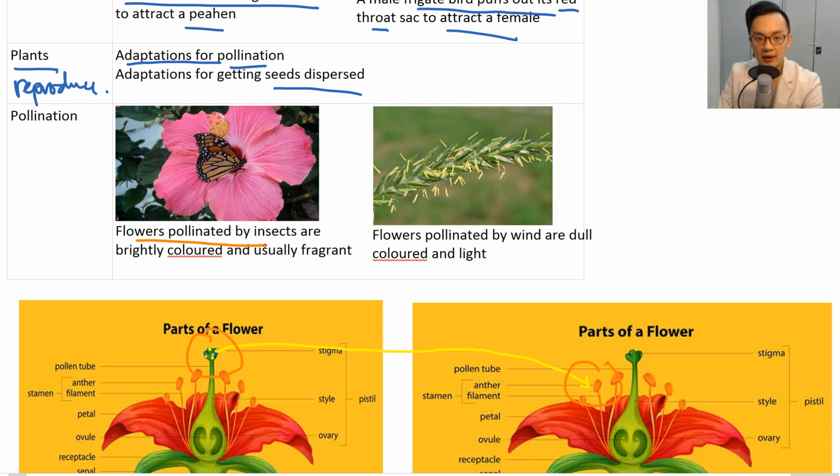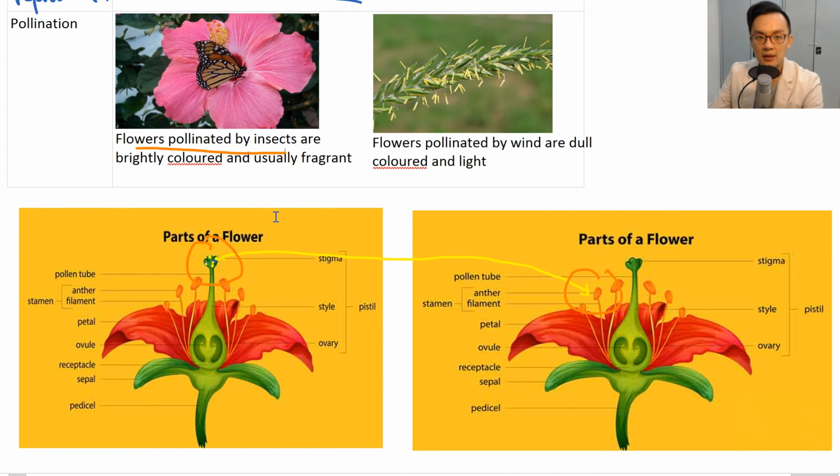So flowers pollinated by insects are usually colored and fragrant. All right, so these are insects. An insect will come here. Let's say this is an insect: 1, 2, 3, 4, 5, 6 legs and 2 feelers, and 3 body parts. It will come here, touch the pollen seeds, and fly to another flower.